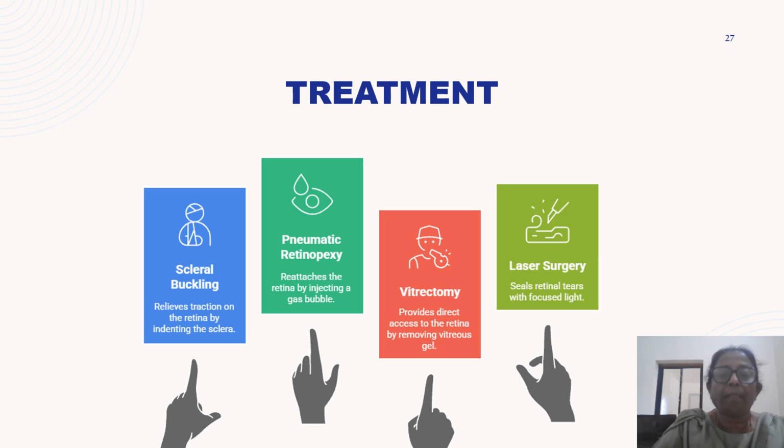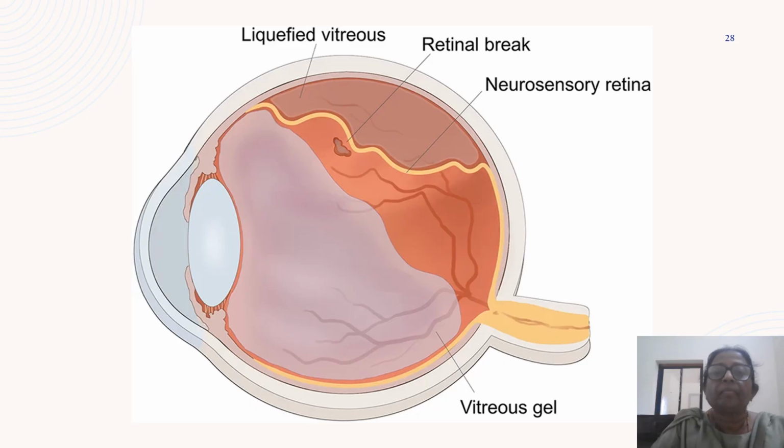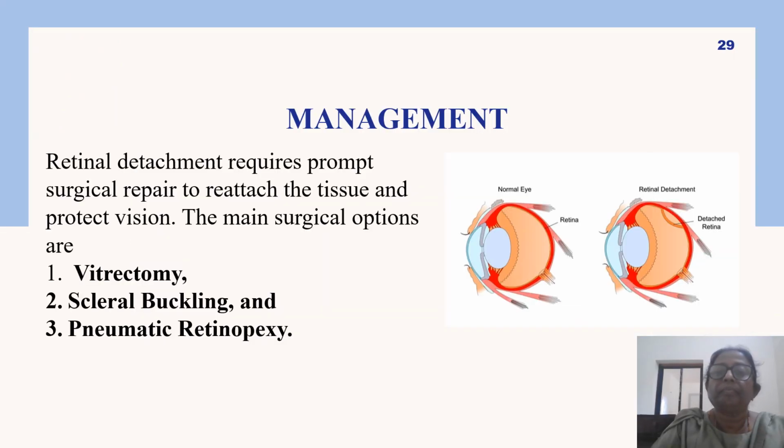Pneumatic retinopexy reattaches the retina by injecting a gas bubble. Vitrectomy provides direct access to the retina by removing the vitreous gel. And laser surgery seals retinal tears with focused light. Management: mainly surgical options are vitrectomy, scleral buckling and pneumatic retinopexy.